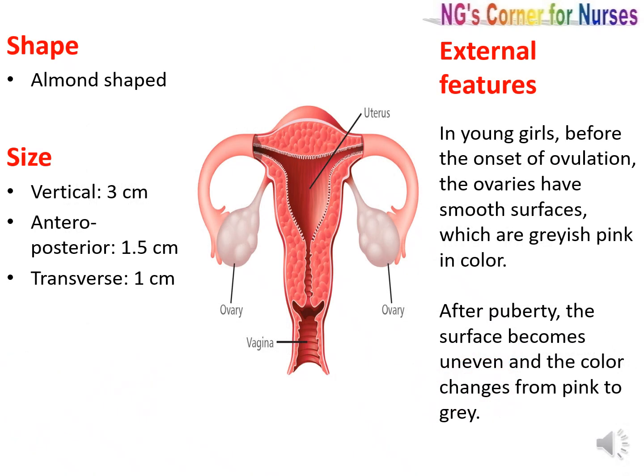Ovaries are an almond-shaped organ. The size of ovary, vertically it is 3 cm, antero-posteriorly it is 1.5 cm and transversely it is 1 cm. And the external features of the ovary: in young girls, before the onset of ovulation, the ovaries have a smooth surface which is greyish pink in color. But after puberty, the surface becomes uneven and the color changes from pink to grey.